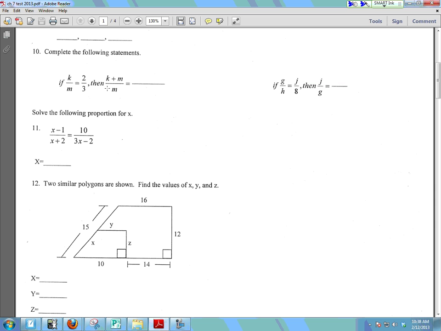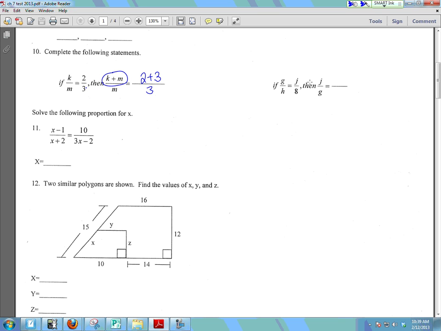Question number 10 here. Basically what they've done is they've taken the numerator and added the denominator to it to get this part, and then they wrote it over the denominator. So I'm going to do the same pattern. 2 plus 3, and then write it over 3. If you change it to 5/3, that's fine.